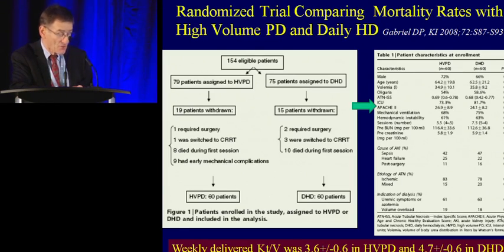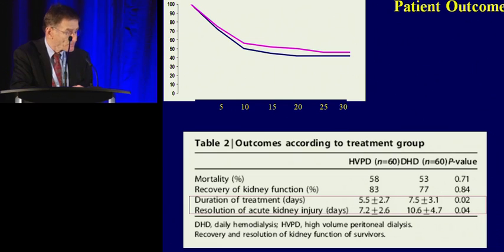And because of that, she goes on and does a randomized trial comparing high volume PD with daily hemodialysis for the same series of patients, and publishes this paper in Kidney International in 2008. So this is a randomized trial of 154 patients, a nicely done study, high Apache scores. Again, these people are not different than the kinds of patients we would all be seeing in the intensive care unit. Mortality rates are shown on the upper left-hand panel. They're identical, at a 50% mortality rate.